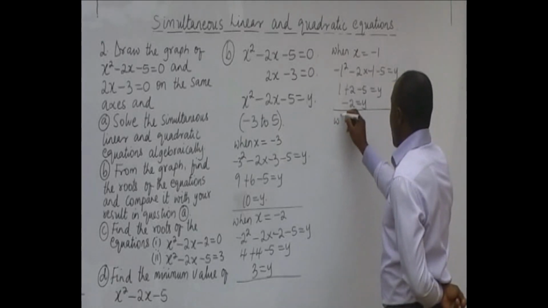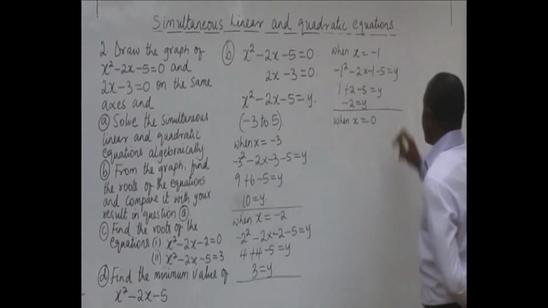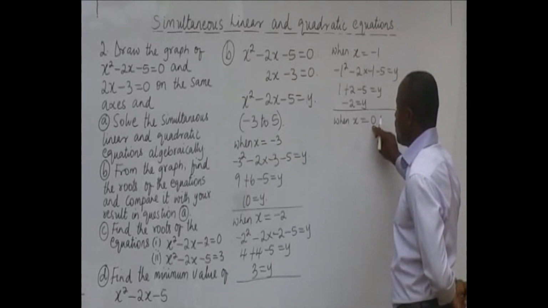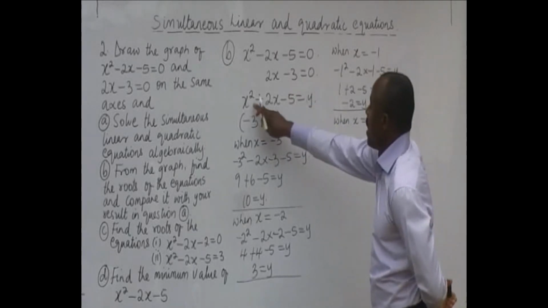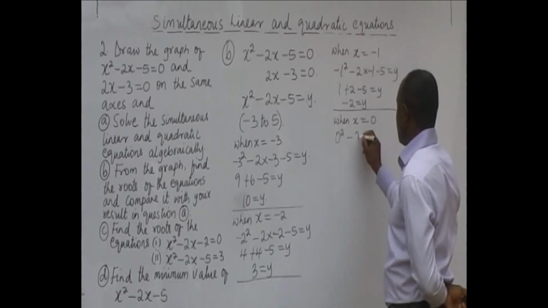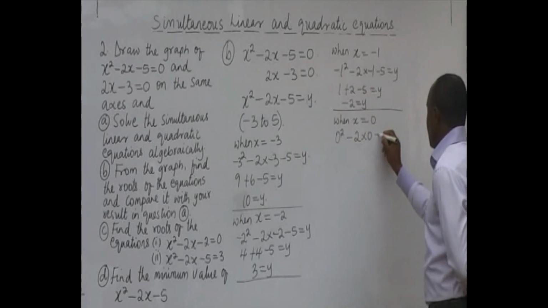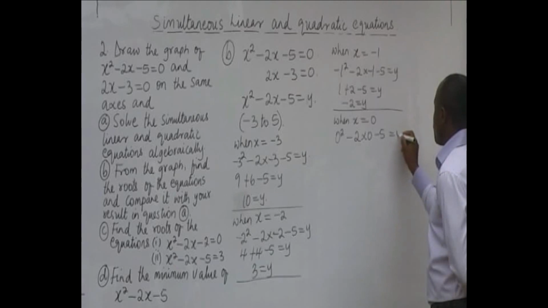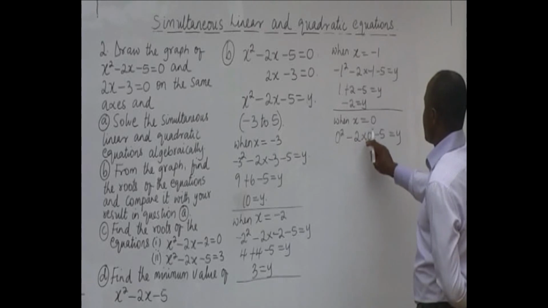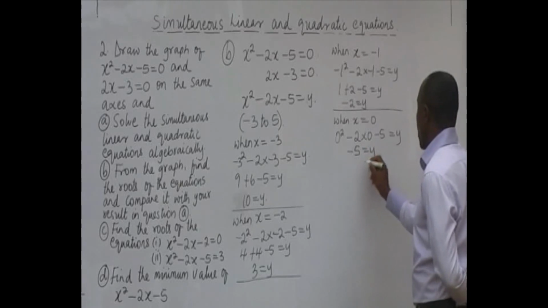The next is when x is 0. The next number after minus 1 is 0. Begin to substitute the value 0 for x in the equation. X squared will now be 0 squared, minus 2 times 0, minus 2x, minus 5 is equal to y. 0 squared is 0. Minus 2 times 0 is 0. That means in this case minus 5 is the value of y.